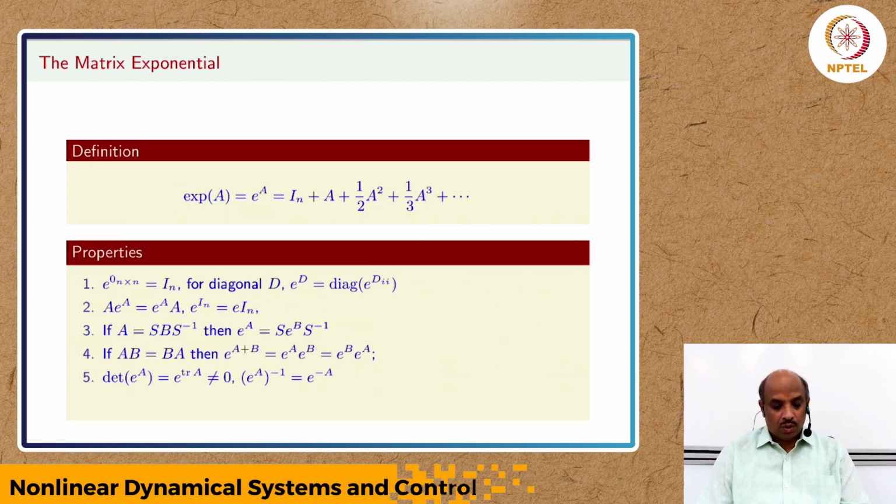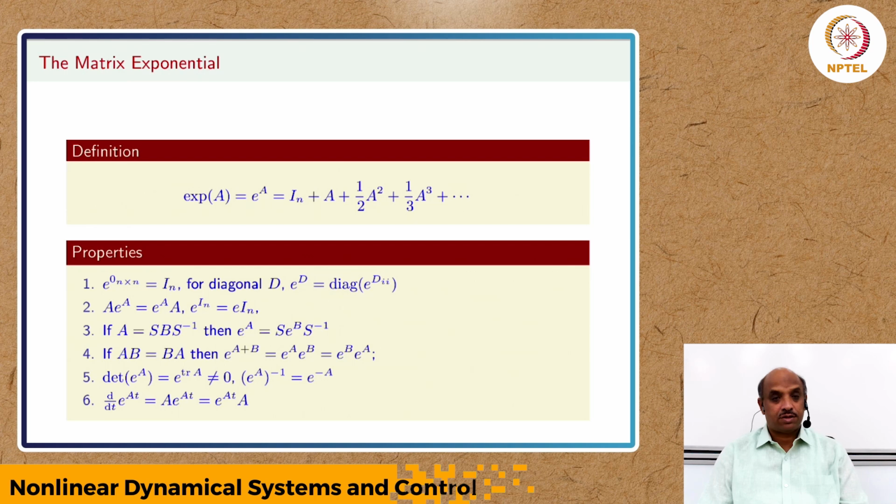And one can easily show using all these properties that the inverse of e power A is equal to e power minus A. I'll leave it as an exercise. It's not easy if we actually use the expression given by the series, but it is quite straightforward if you use all the properties that we see on this page.